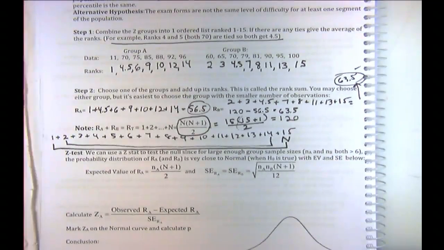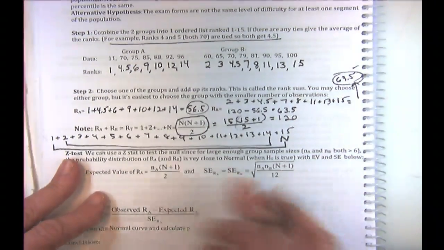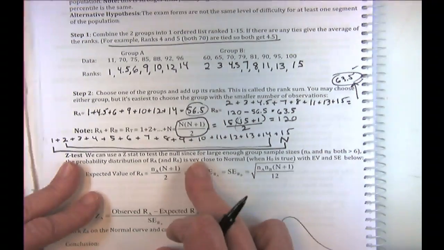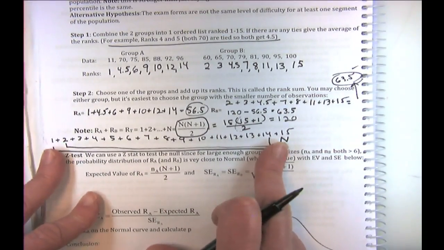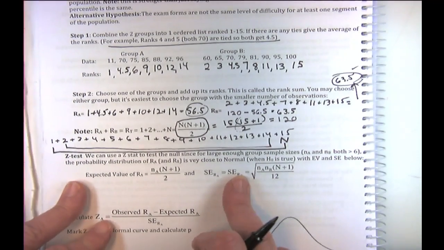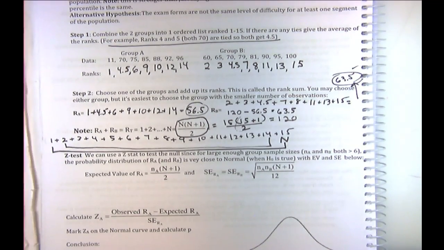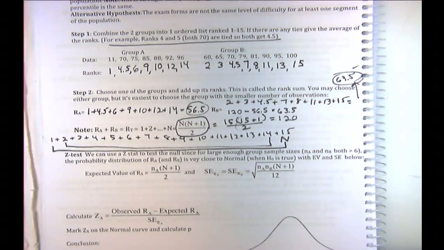Now, because these numbers are just so uniform, just the integers between 1 to 15, the rank sum is going to follow the normal curve pretty quickly. If you have really weird numbers, it's going to take a lot longer for the sum of the numbers to follow the normal curve. But these are going to follow pretty quickly.